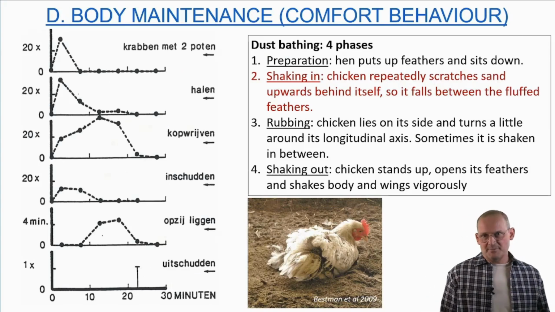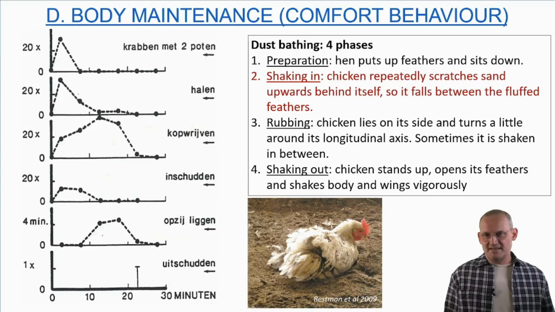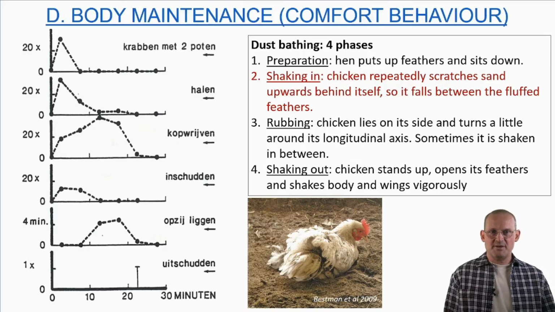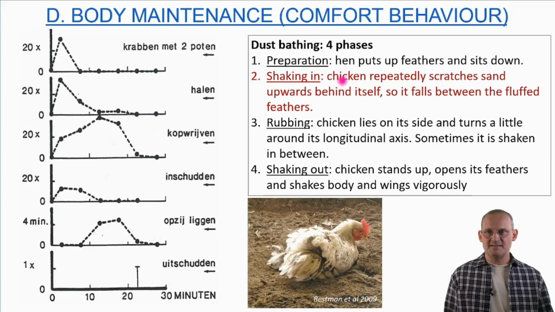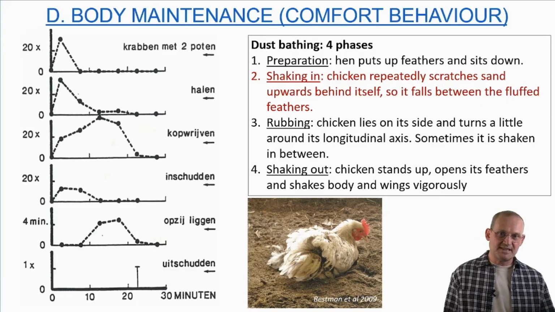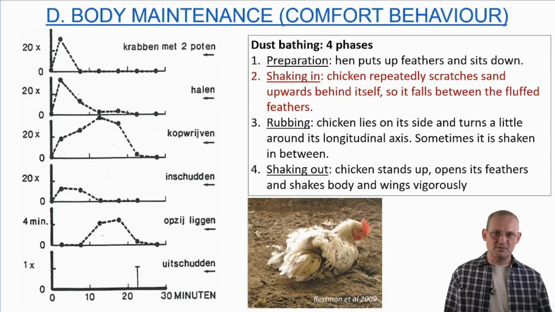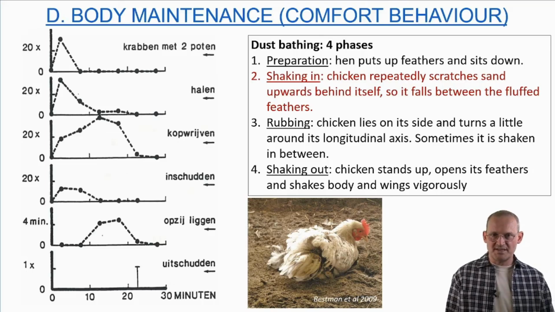Regarding dust bathing behavior, it's an important indicator or behavioral need, in which we typically can differentiate 4 phases. There's the preparation phase, in which the hen puts the feathers up and sits down. And then importantly, the shaking in phase, in which the chicken repeatedly scratches sand upwards behind itself, so that the sand falls between the fluffed feathers. That is then often followed by rubbing behavior, in which it lies on its side and turns a little around its longitudinal axis, sometimes with some shaking in between.